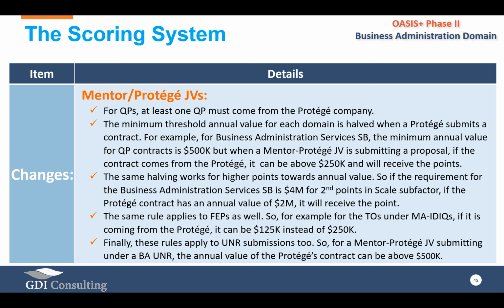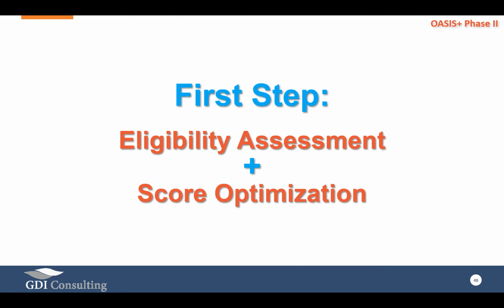The same rule applies for FEP contracts, Federal Experience Projects. There, remember the minimum annual value was 250K. If the contract is coming from the protege, it can be $125,000 or above. Finally, these rules apply to the unrestricted submissions also. So for a mentor-protege JV submitting under a business administration services UNR, the annual value of the protege contract can be 500K. It doesn't have to be $1 million. So these are the special cases when you're submitting as an MPJV. So that was the scoring system for this domain.